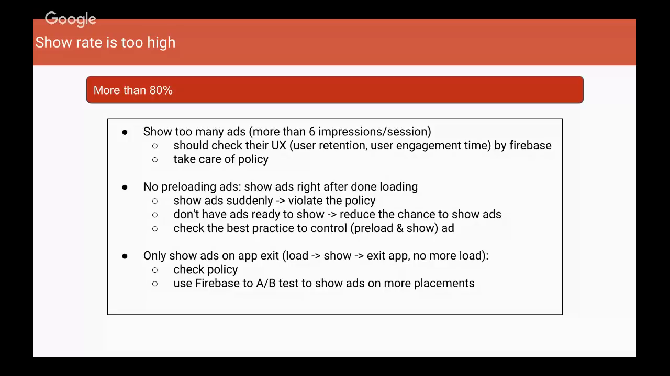The last cause of a too-high show rate is maybe you show the ads on app exit. So the flow is: when you open the app you preload an ad, then you show it, and then you exit the app, so no more loading ads. The number of impressions and match requests is 1 and 1. So it's not a good thing to do because you have very, very few chances to show the interstitial. So please try A/B testing to find more placements to show your interstitial and increase the number of impressions you can show to your user. And also, if you want to show the interstitial when the app exits, please check the policy to avoid any problem.